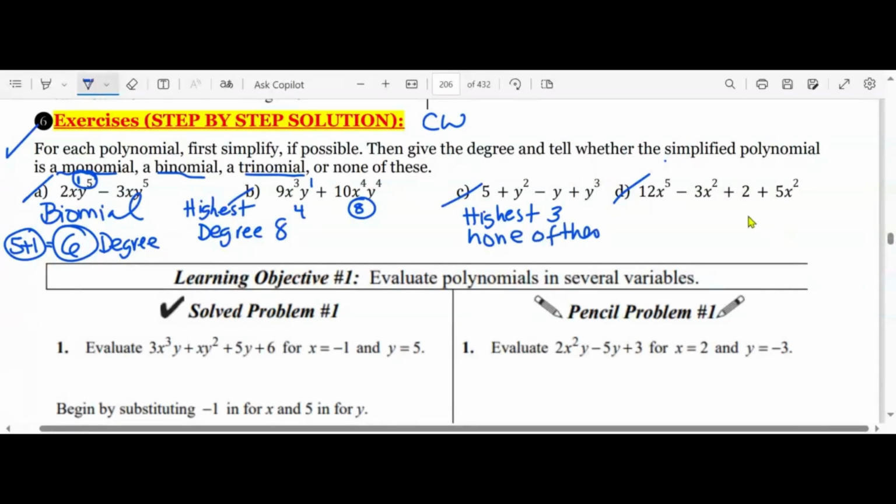Okay, next one. 1, 2, 3. None of these. None of these, 5.